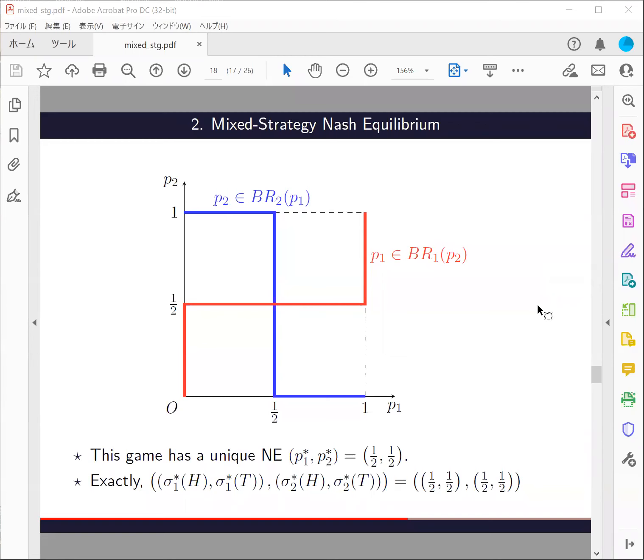This graph here shows that the best response correspondences intersect only at one point, in which both players choose H with a probability of 1/2. And so this game has a unique mixed strategy Nash equilibrium where P1 and P2 are both 1/2.